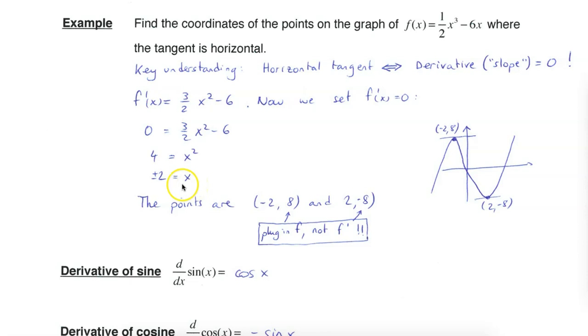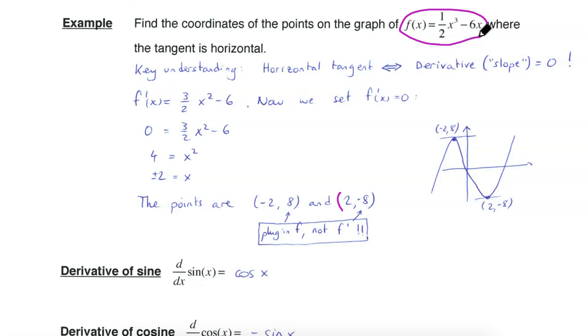So the points are, let's take x equals negative 2 first. The points are negative 2, 8. And then if x equals positive 2, it's the point 2, negative 8. I should put a little parenthesis here, like that. So where did I plug negative 2 and 2 in order to find 8 and negative 8? I plugged it in y, or f of x, here, because we're looking for a point, so the point is x, y.